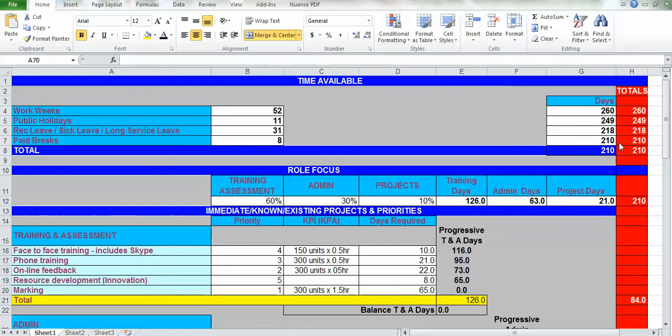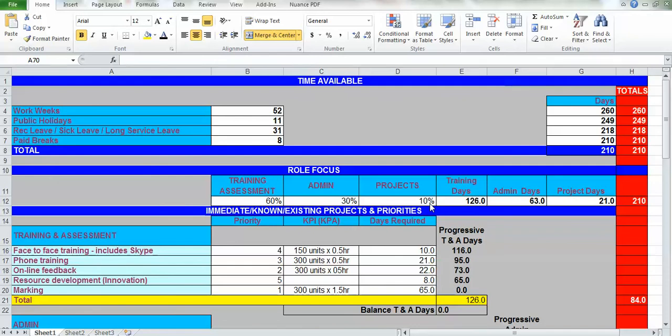So now we know how many work days we've got. We need to allocate functions to the time we've got. So what we've said down here in looking at our role focus is that training and assessment is going to take up 60% of the time. This is looking at an online trainer. 60% of their time will be spent in training and assessment, 30% will be spent in administration, and 10% will be spent on special projects.